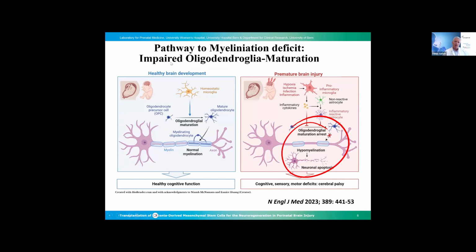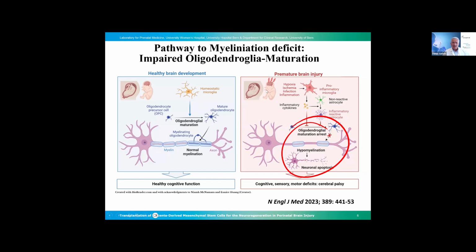So where is the clue, the most important clue for this abnormal brain development? You can see here on the left side the healthy brain development, which is specifically characterized by good myelination. And the myelination is basically done by mature oligodendrocytes, which must be transformed from oligodendrocyte progenitor cells. And this process is crucial. This is usually protected by homeostatic microglia.